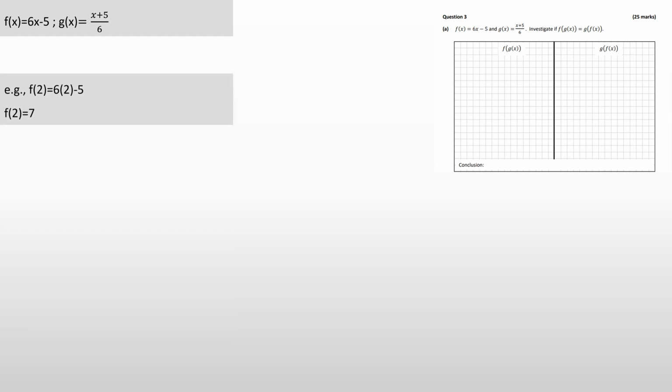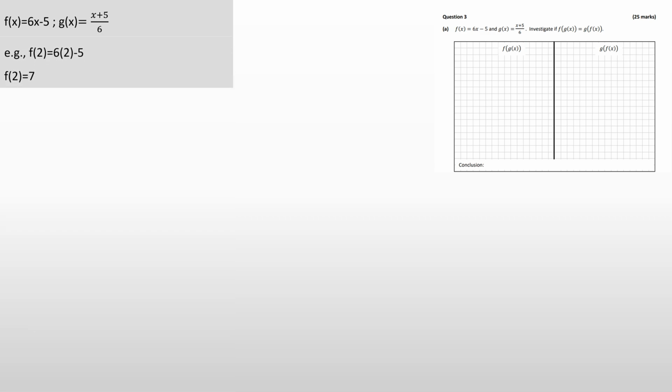So we start with part A. We're trying to investigate if f of g of x is the same as g of f of x. So there is f of x, there is g of x. Let's start with an example, a simple one. So if the question was find f of 2 instead of f of g of x, you'd just sub in 2 into f of x. So whenever you see x, you would put 2. So you end up with 6 bracket 2 minus 5. If you do that calculation, you end up with f of 2 equals 7.